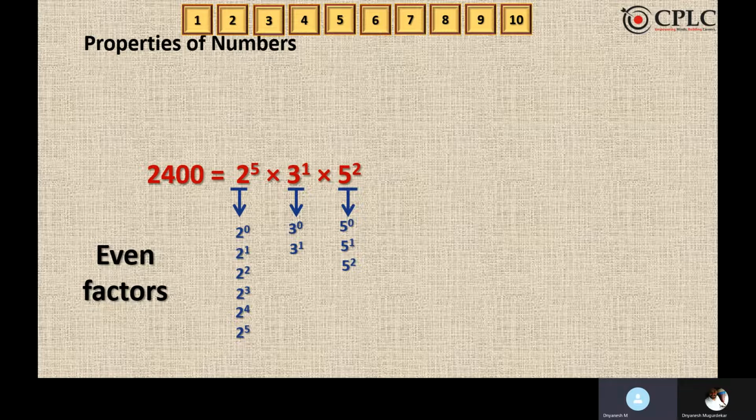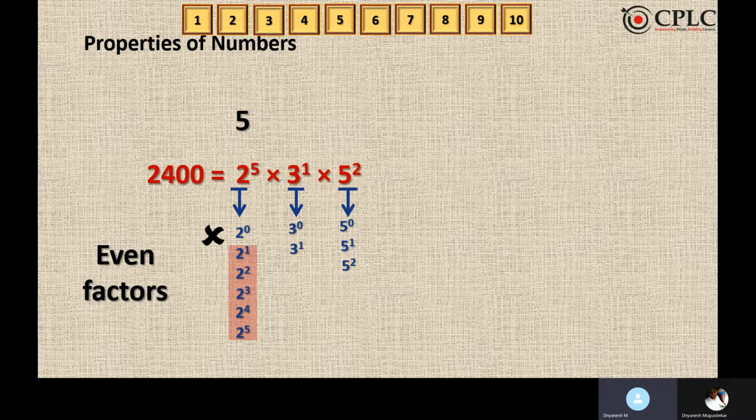And now, if you remember, we are supposed to find out not all the factors, but only the even factors. So for even factors, we need the even number. And out of all these numbers, even numbers are going to come from the powers of 2, except 2 raised to 0, because 2 raised to 0 is 1, which is not even. So except 2 raised to 0, if I consider any other power of 2, and if I multiply that with any other factor, I will always get an even number.